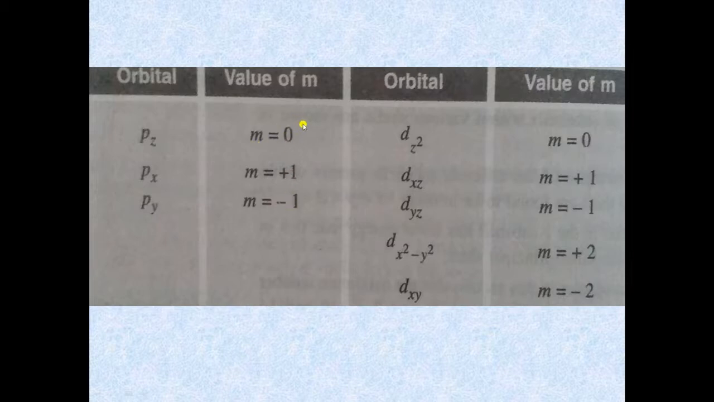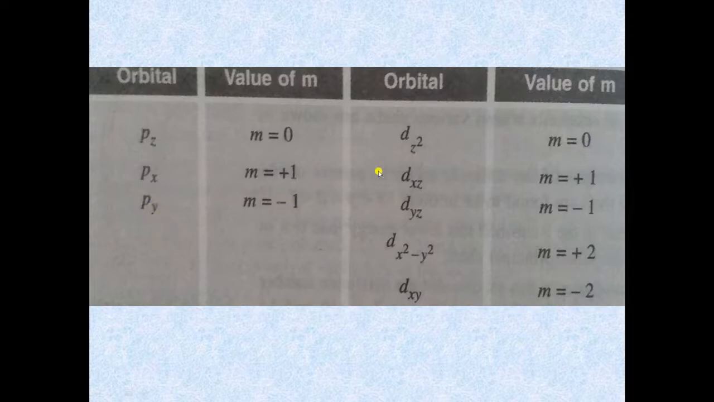Okay. So now this is a table in which value of m is 0, plus 1 and minus 1. That means when value of l is equal to 1, then these are the possible values of small m. Okay. So when m is equal to 0, it is represented by pz. When m is equal to plus 1, it is represented by px. And when value of m is equal to minus 1, it is represented by py.